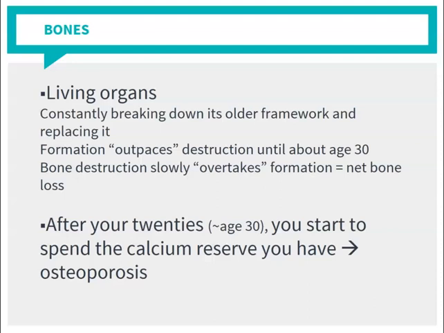Now, obviously, there are things that we can continue to do to continue the process of osteoblast, the building up of new bones, but osteoclast is going to be happening, similar to protein synthesis. As we get older, we're not synthesizing protein as well. So after your 20s, around age 30, you have to spend the calcium reserve that you have in order to prevent or to prolong the effects of osteoporosis. So what are some of the things that you're doing now that are helping to grow and to strengthen your bones?